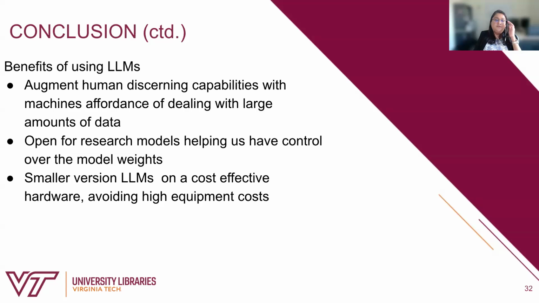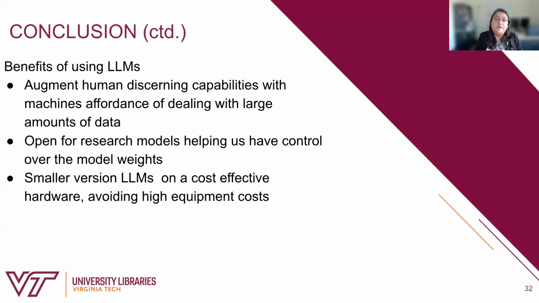And finally, I wanted to touch upon the benefits of using LLMs. So again, we are trying to augment humans' discerning capabilities with machines' ability to deal with large amounts of data, to work on complex natural language processing tasks. We want to move towards only using open-for-research LLMs because we want to have more control over model weights, and be able to fine-tune models as and when needed.